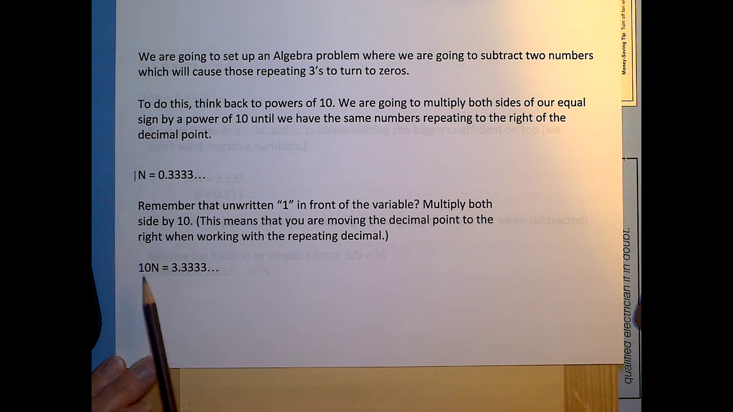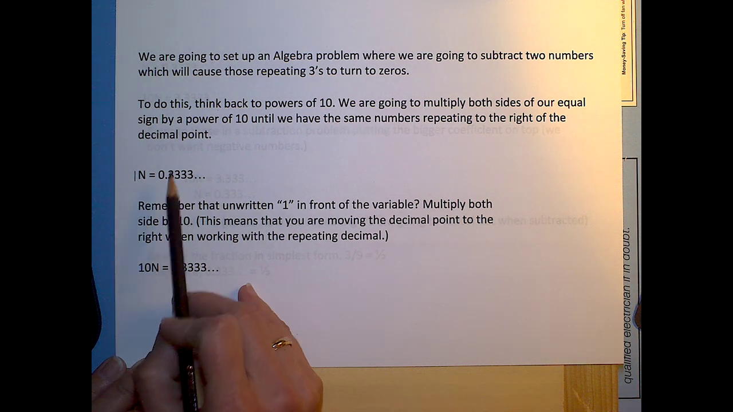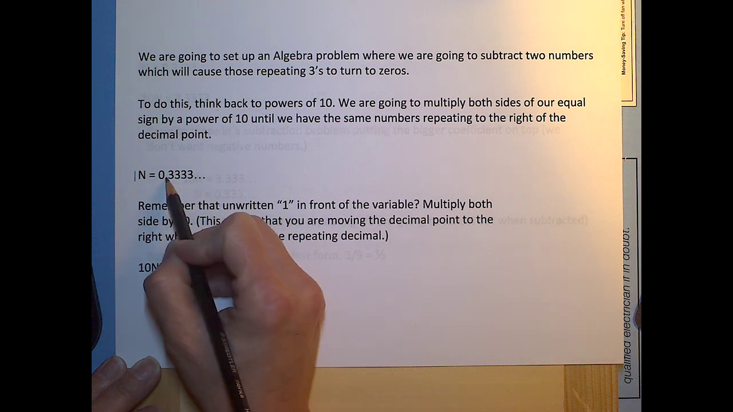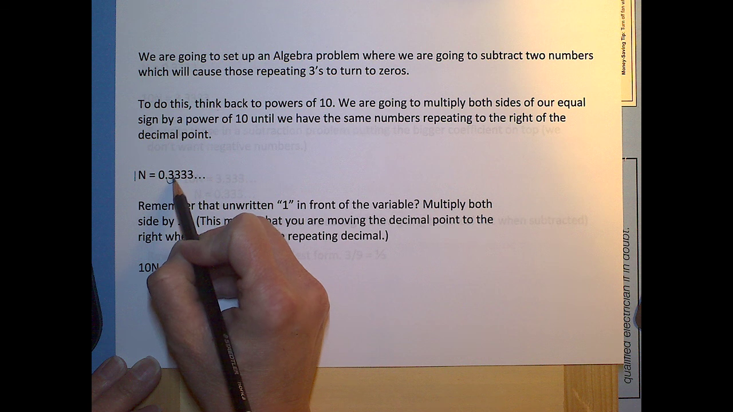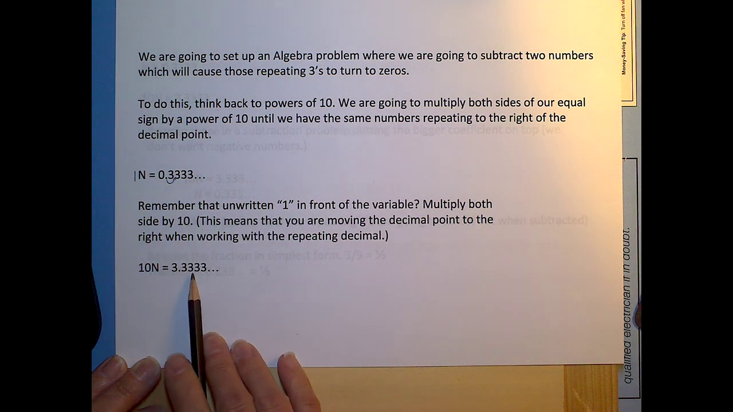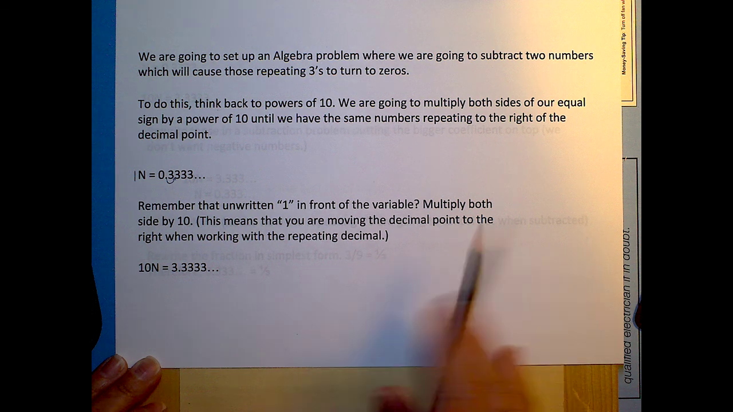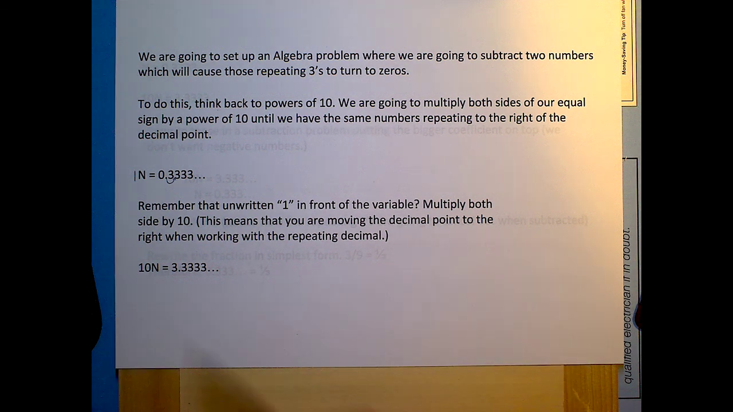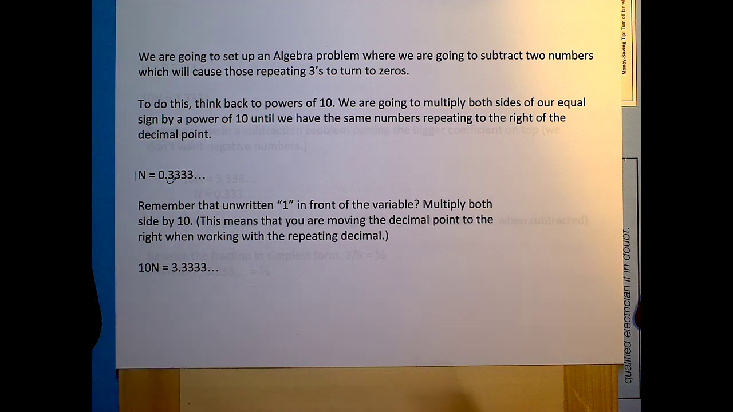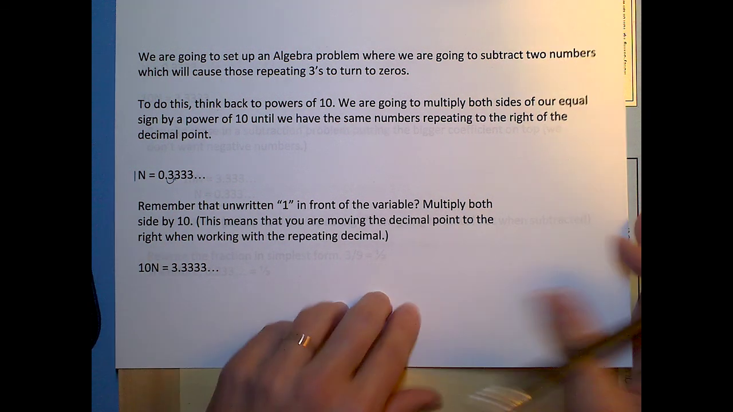1 times 10 is 10. And if I multiply this number times 10, what I'm actually doing is moving the decimal point one spot to the right. That's how I get this 3.3333 forever. Okay, again, why did I pick 10? I've got one digit repeating and 1 zero. Okay, sometimes it's just that simple.